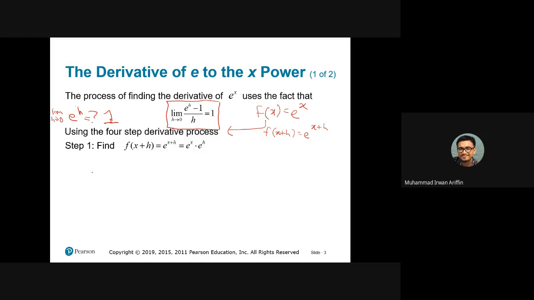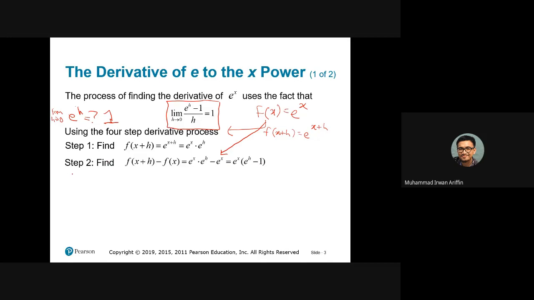From here, step number 2, we find the difference between the new value and the old value, after the change and before the change. Basically, we take this value minus e to the power of x. So we plug in this value here. This is the common term, e to the x, so we collect the common term. We put e to the x at the front, and we have e to the power of h minus 1 in the parentheses.